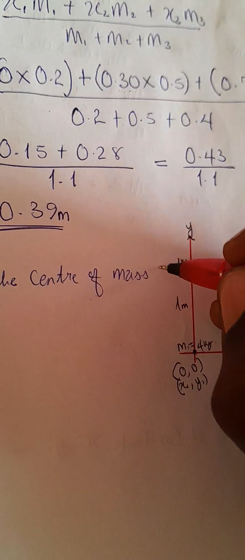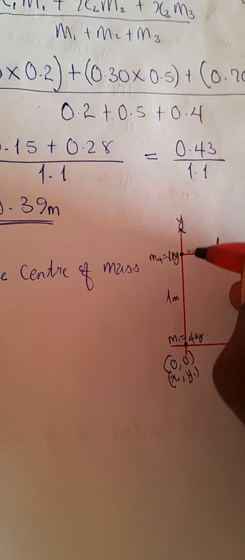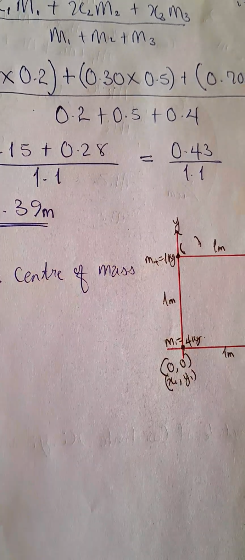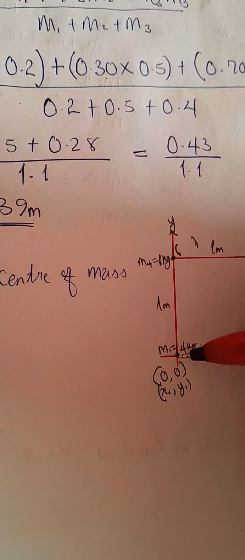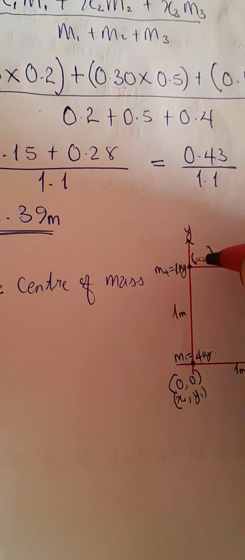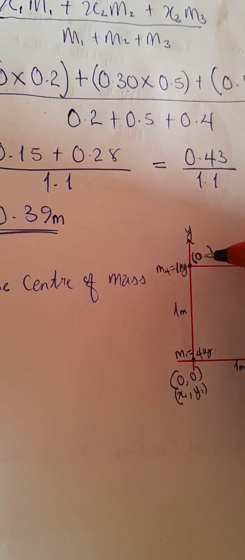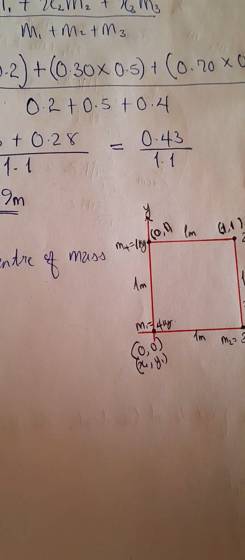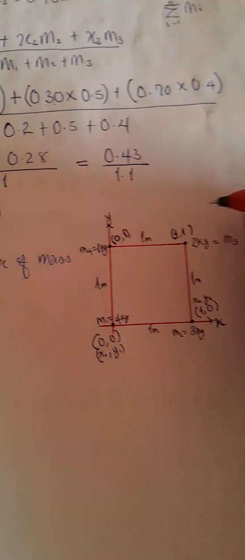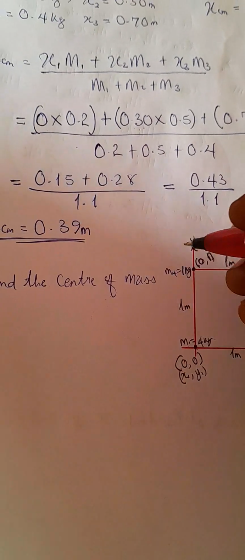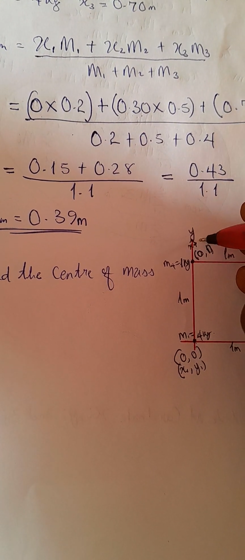All right, so let's say this is m4. The coordinate for this, from here, this is the origin. So at this point, x has no value. The only value we have here is y, which is 1. Aha. So this is what we have. Okay, let me put x3, y3. Let me put x4, y4.